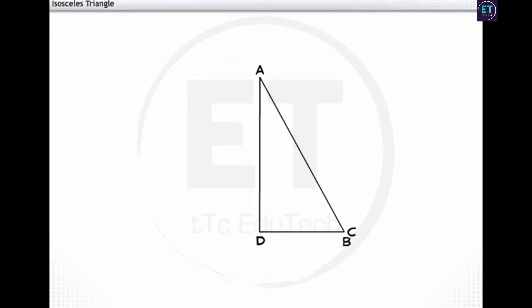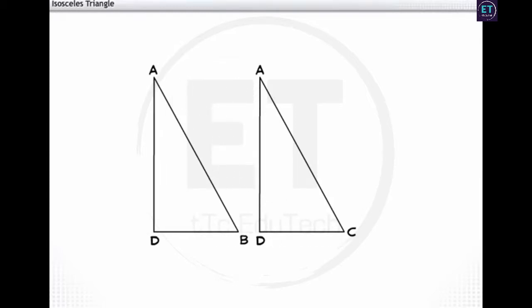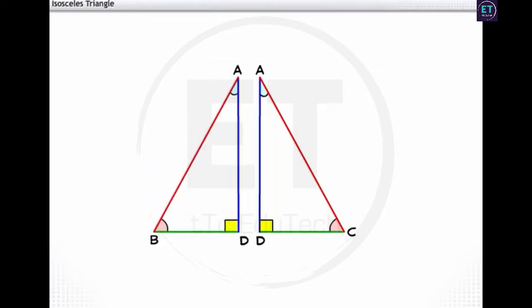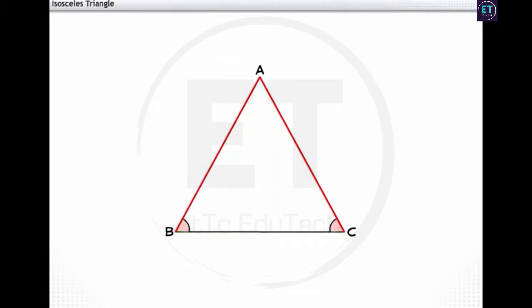If we fold the triangle along this line, it divides the triangle into two equal right-angled triangles. As you can see, the corresponding sides and angles of these two triangles are equal. Coming back to the isosceles triangle, we have two equal sides, and the angles opposite to these sides are also equal. Based on these observations, we can conclude that angles opposite to the equal sides of an isosceles triangle are equal.